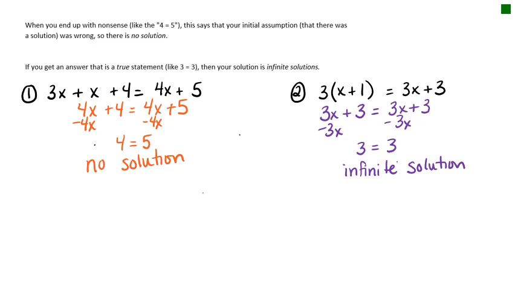What happened here is I got the same thing on the left and the right. Since it's the same thing on both sides, every number will work. I could put in a 1 on both sides, a 2 on both sides. No matter what, I'll get the same solution on both sides. So that's something to keep in mind as you solve equations, that this could happen.